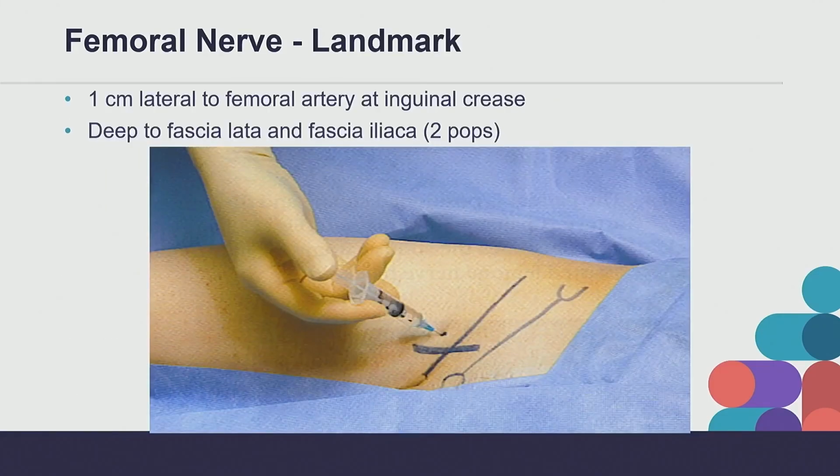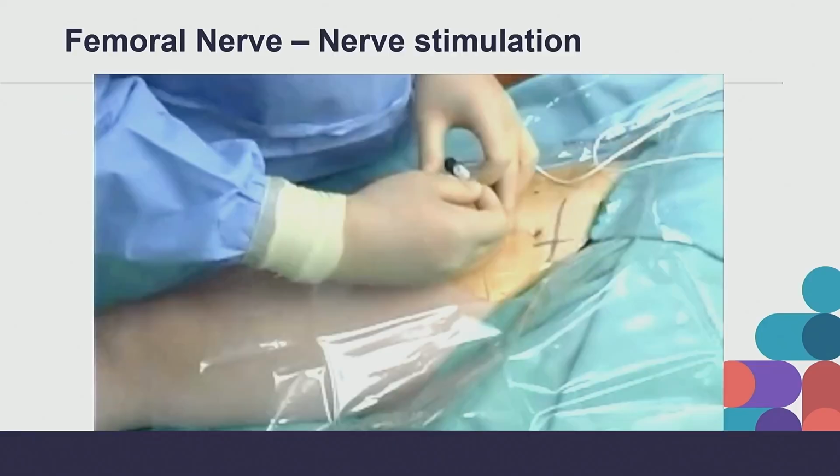Back in the day, we were doing a landmark-based technique where we would palpate the femoral artery and then just go 1 centimeter lateral to that palpation. And then you would feel a double pop. The two pops that you were going through were the fascia lata and the fascia iliaca. I still think it's a great technique, but now that we have the ultrasound, I like to see where I'm going.